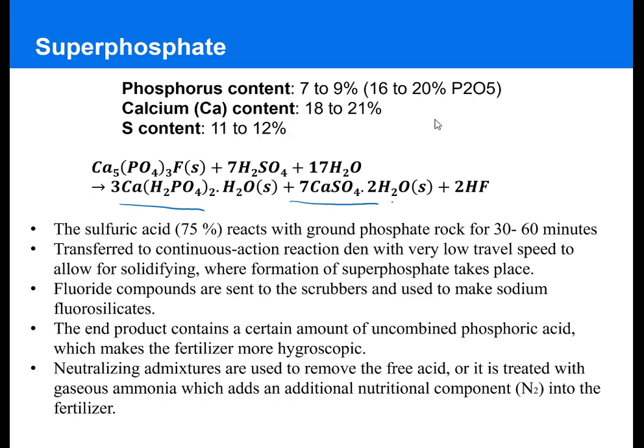rock for 30 to 60 minutes and then transferred to a reactor with very slow travel speed to allow for solidification and formation of the superphosphate. Fluoride byproducts can be sent to scrubbers and used to make sodium fluorosilicates. And the end product usually contains certain amounts of uncombined phosphoric acid, which makes the fertilizer hygroscopic. That's why neutralizing agents can be added to remove that free acid through the treatment with gaseous ammonia, which adds fractions of ammonium phosphate as a source of nitrogen into the fertilizer.